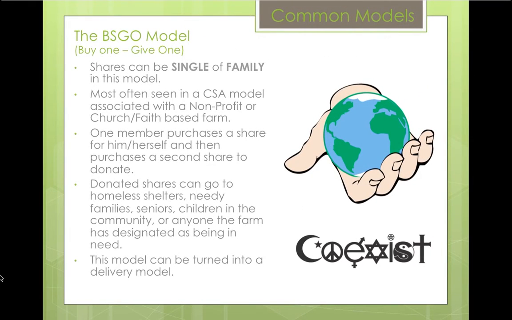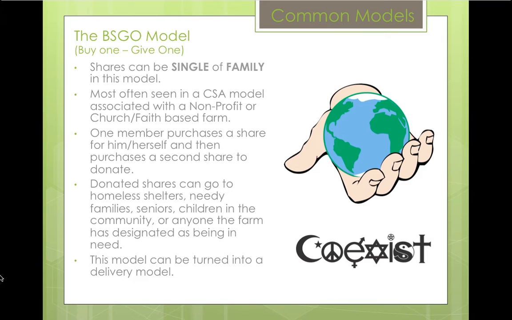The BSGO model, or the buy one, give one model, can generally be seen in the single or the family shares, and it's most often associated with nonprofits or church faith-based farms. And the one member purchases a share for himself or herself, and then the second share is usually donated. Although I have sometimes seen the member purchase a share for himself or herself, and then the second share is given to one of the member's children.